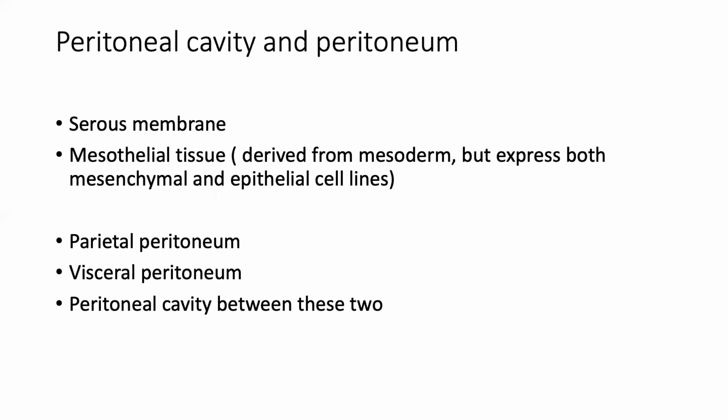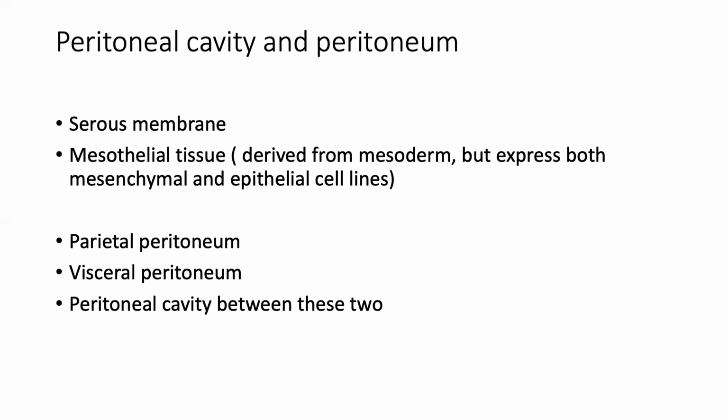It is equivalent to the pericardium. Inside the abdomen, this is called peritoneum. It is a serous membrane. It originates from mesothelial tissue, which derives from mesoderm, but it expresses both mesenchymal features, which are more like connective tissue, and epithelial features, like squamous, columnar, and cuboidal epithelium, as you remember. So they tend to play both ways.